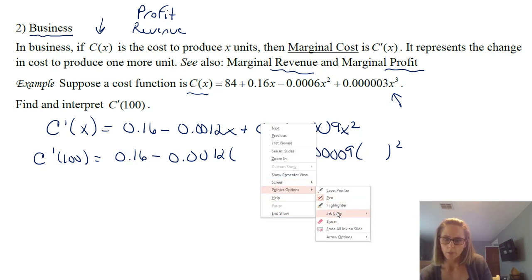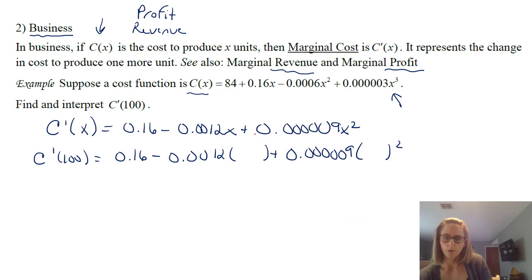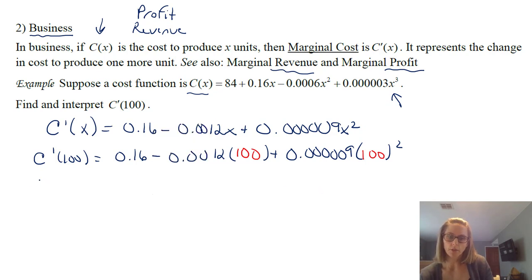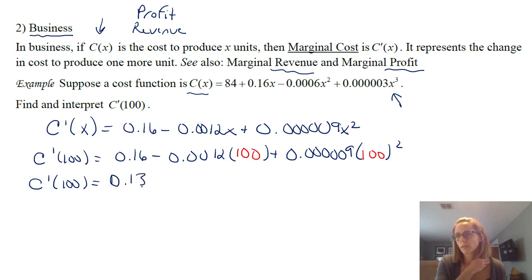Now I've got 100 that's going in. And then it just becomes finding what we get there. Obviously, one of the important pieces here is to be able to interpret something properly. So once we find that answer, and you can go ahead if you want and find it, you should end up with 0.13.